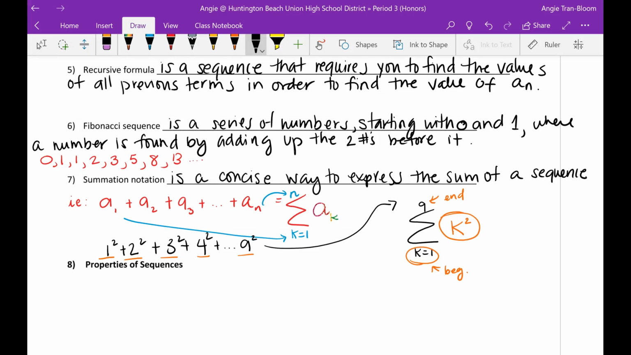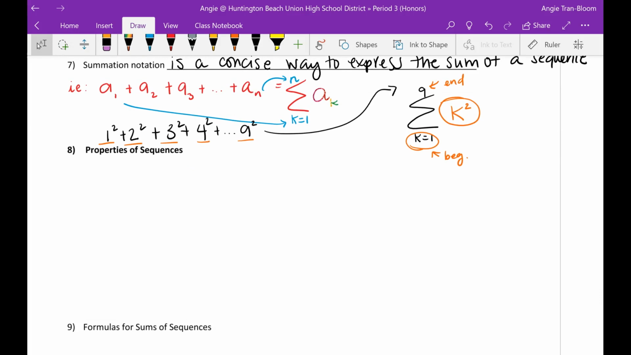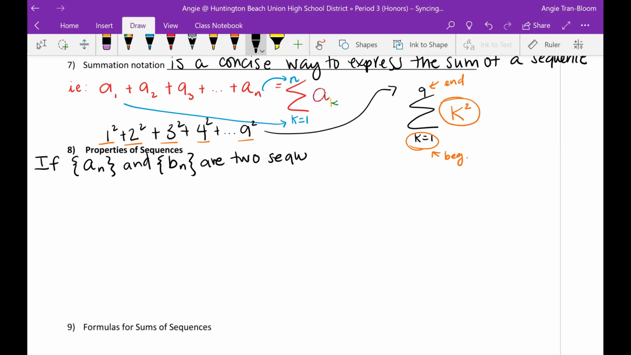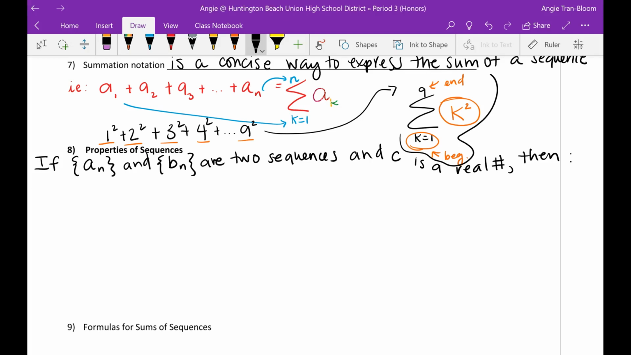Properties of sequences. Okay, we have 4 of them. So here we go. If the set of a sub n and the set of b sub n are 2 sequences, and c is a real number, then here we go. Case number 1.